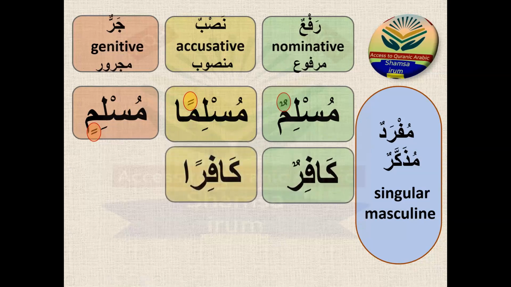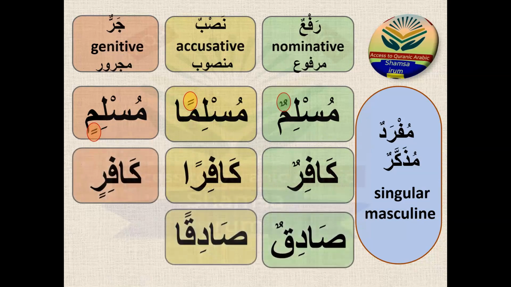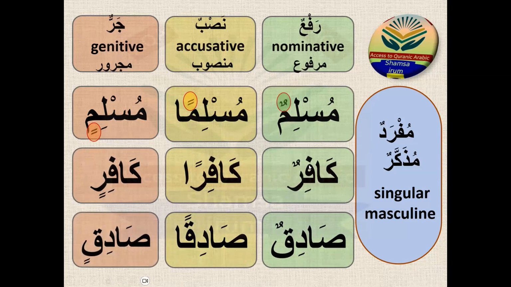Kafirun, kafiran, kafirin, sadiqun, sadiqan, sadiqin. Look at the green column, both kafirun and sadiqun finish on the dhamma, so it means they come in the category of rafa. They are marfu words. The i'rab of these words is marfu or rafa. Look at the middle one now, kafiran and sadiqan, and same thing. I will tell you not to worry about this alif.